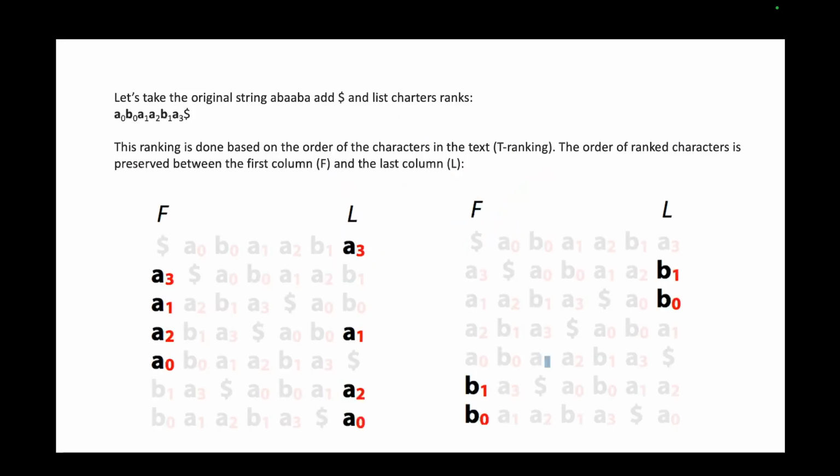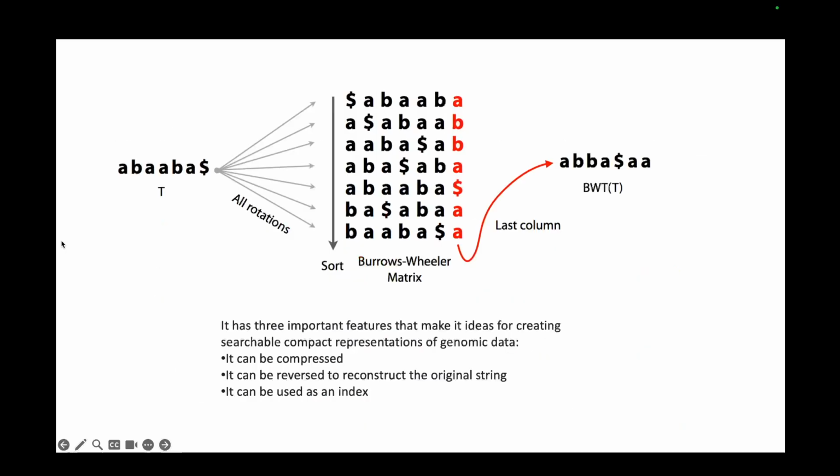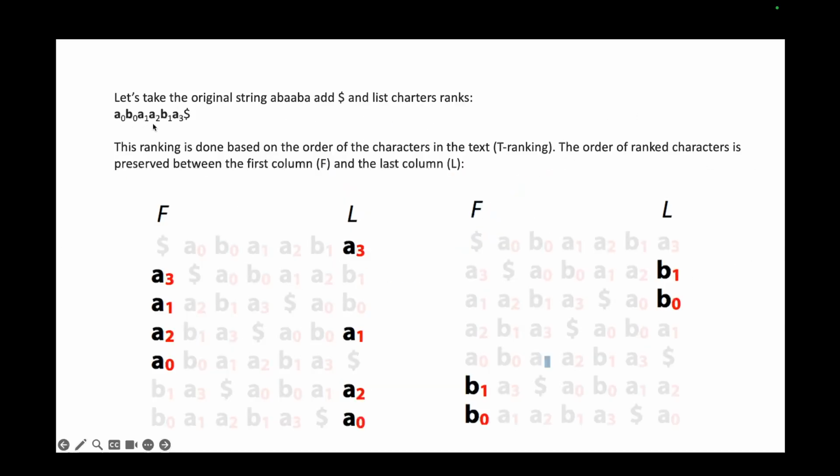So how can you get it back? You label it: A0, B0, A1, A2, B1, A3, and so on. This ranking is done based on the order of the characters in the text, which is T-ranking, and the order of the ranked characters is preserved in the first column and the last column. So you have this order: A3, A1, A2, A0, like that. And this order is followed in the first and the last column as well, right?